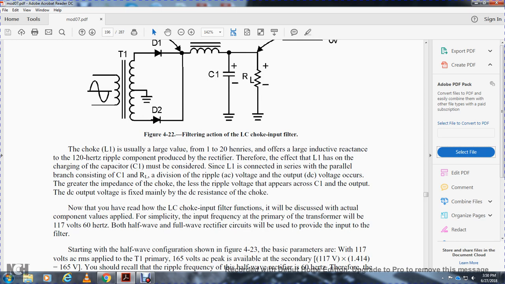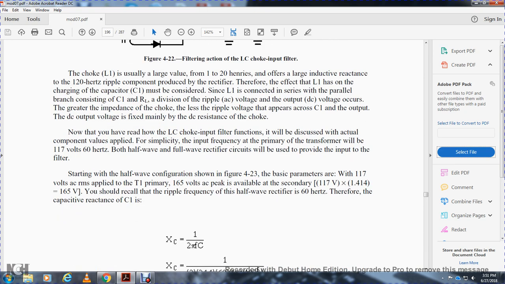Inductor 1 is connected in series with the parallel branch of capacitor 1 and the load resistance. Division of the ripple AC voltage and the output DC voltage occurs: the greater the impedance of the choke, the less ripple voltage across the capacitor, and the DC output voltage is determined mainly by the DC resistance of the choke.